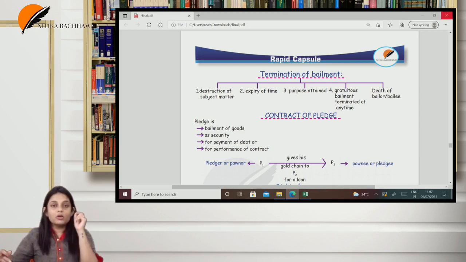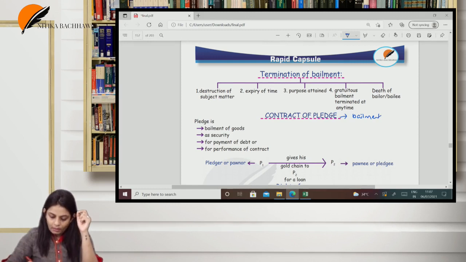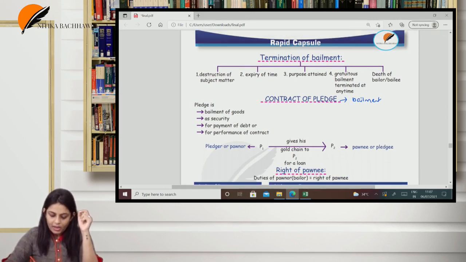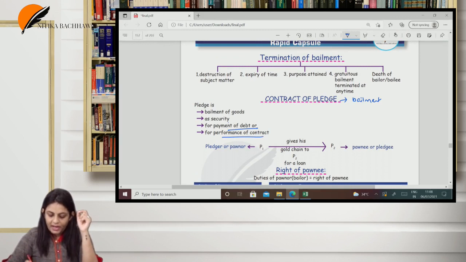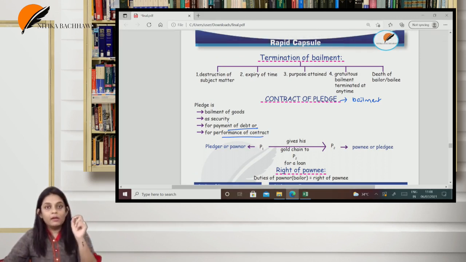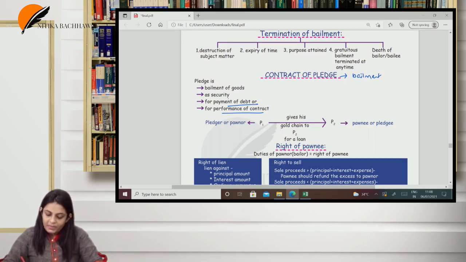A pledge is a bailment of goods. So contract of pledge is also a contract of bailment, a bailment of goods as a security for the payment of the debt or the performance of the contract. Now please understand, the person who gives the goods is the pawner, that is the bailer, and the person to whom the goods are given is the pawnee or the bailee. So let's say P1 gives his gold chain to P2 for a loan. So P1 is the pawner or the pledger, or the bailer, and P2 is the pawnee or the pledgee or the bailee.